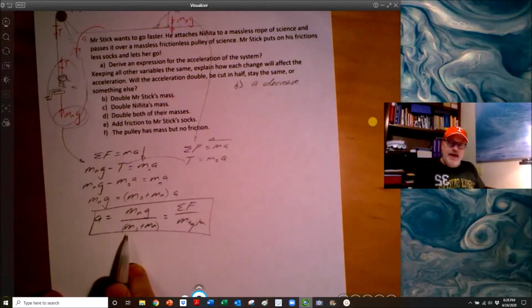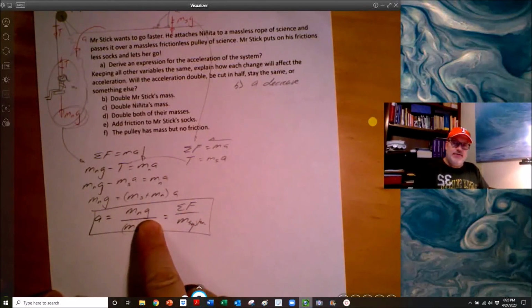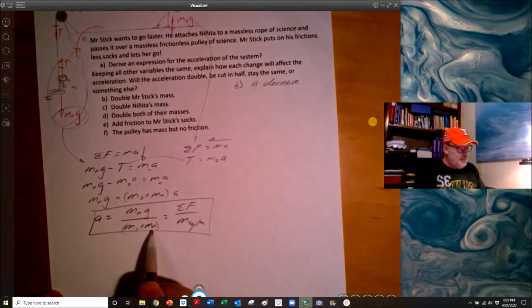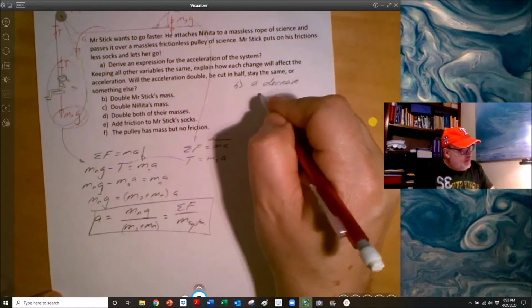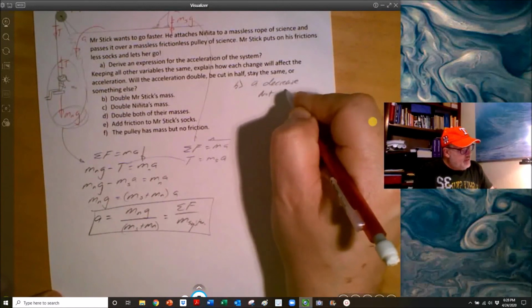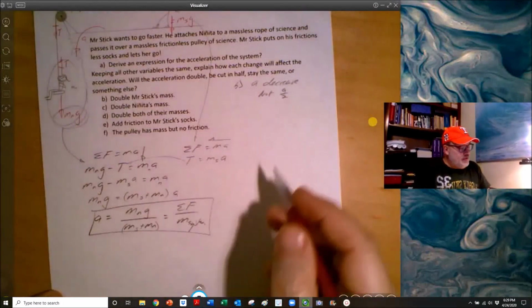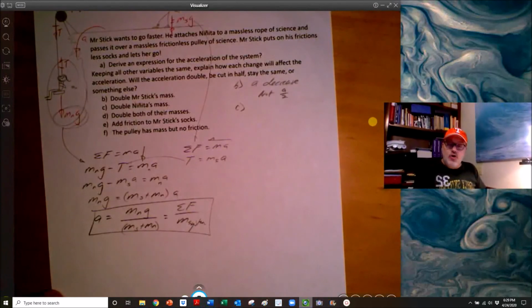Will it be cut in half? Well, if it was only his mass, then yes, it would be cut in half. But it's his mass plus something else. So if we double this, there's something added to it. So it won't completely be cut in half. So it's not acceleration divided by 2, all right? But it will decrease.